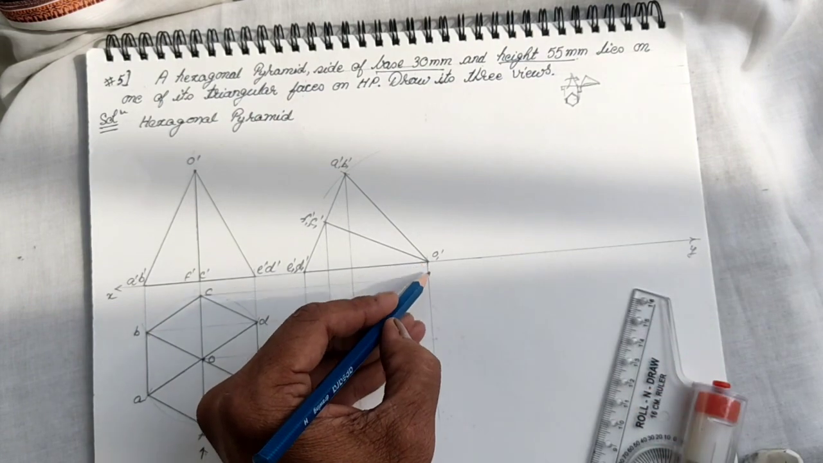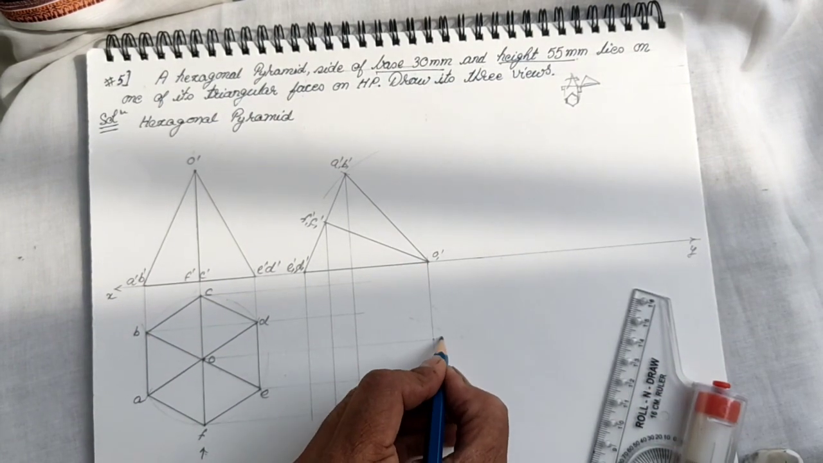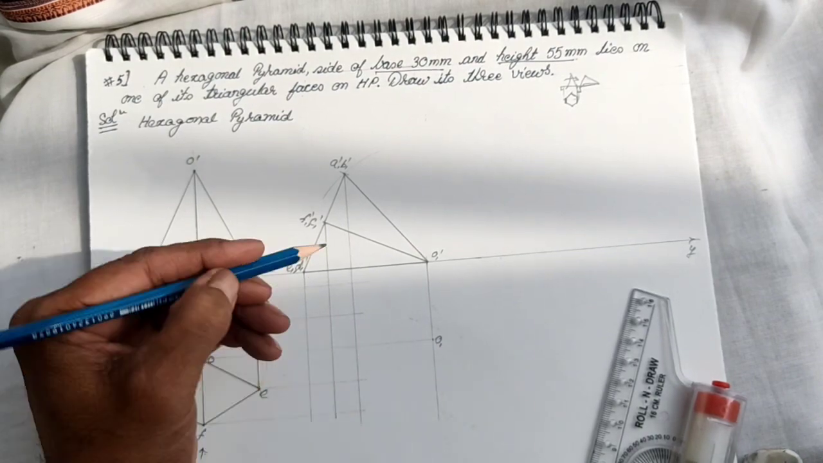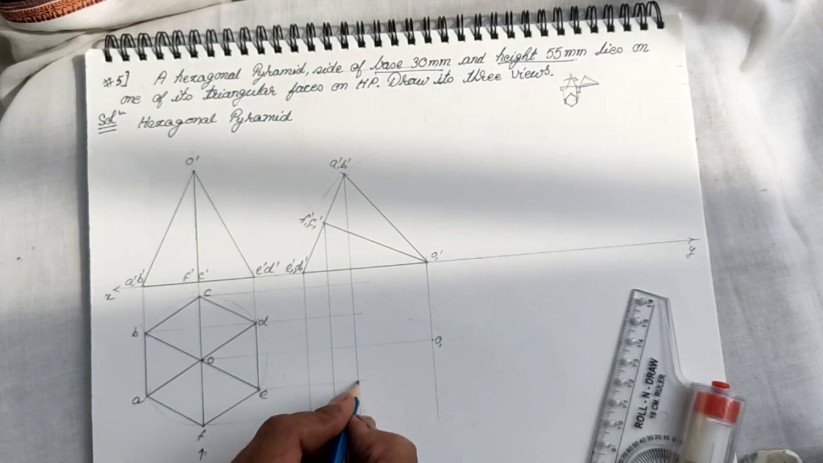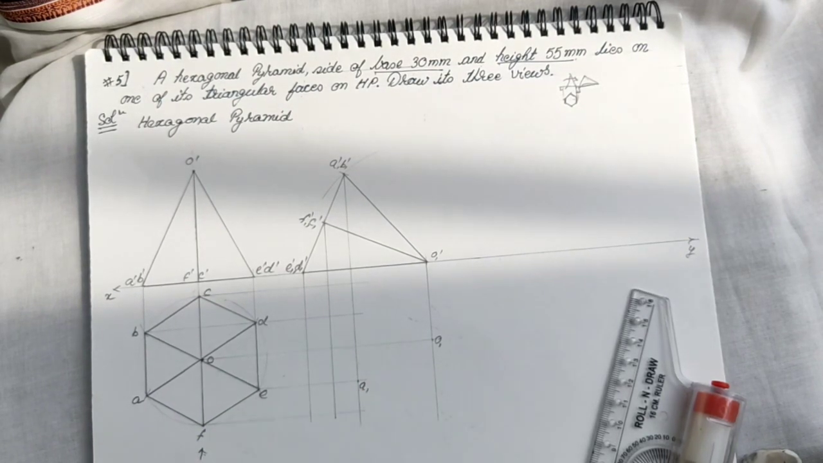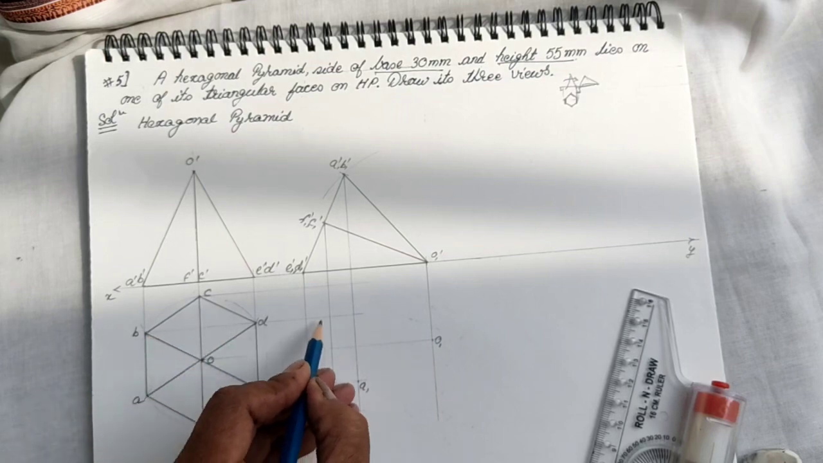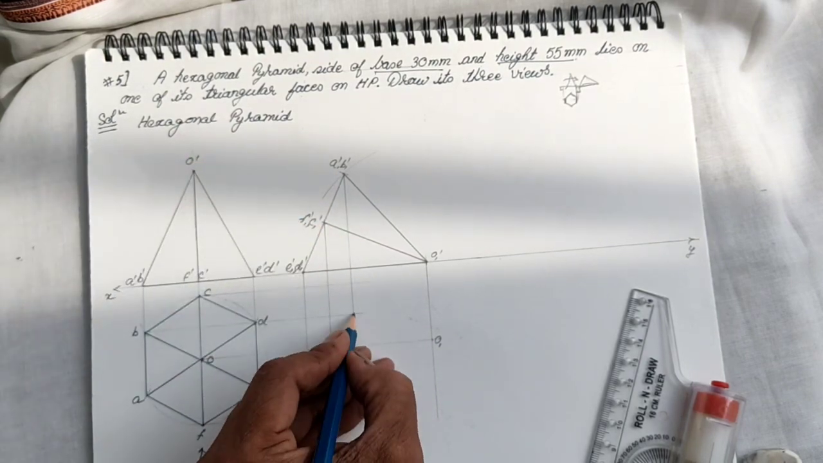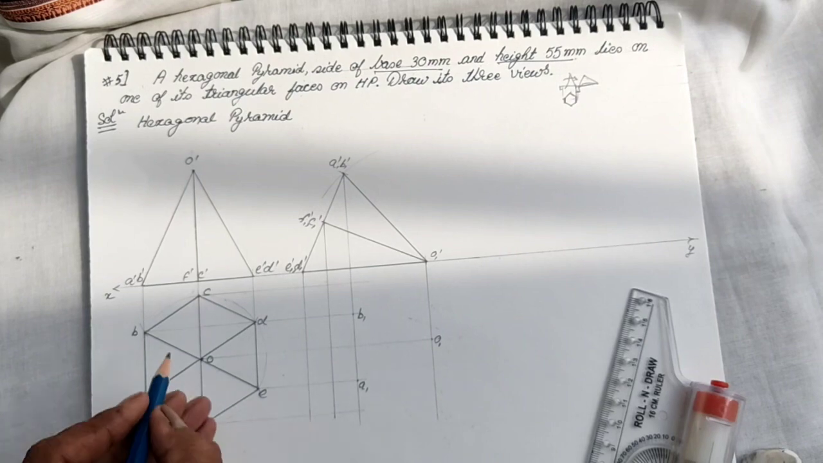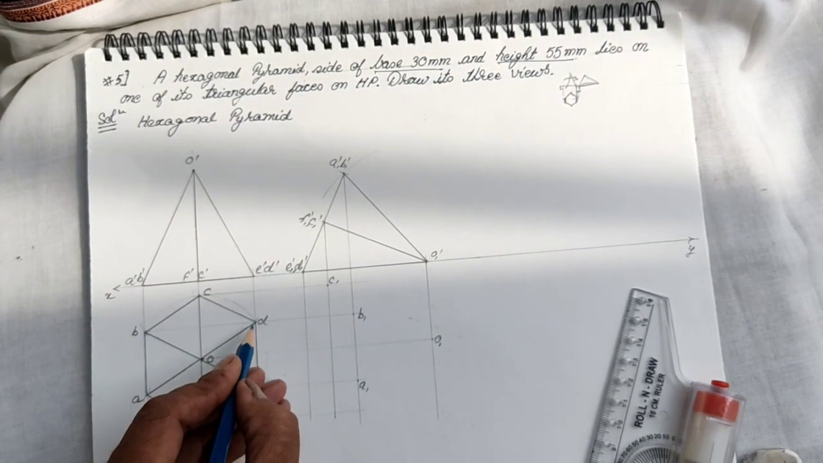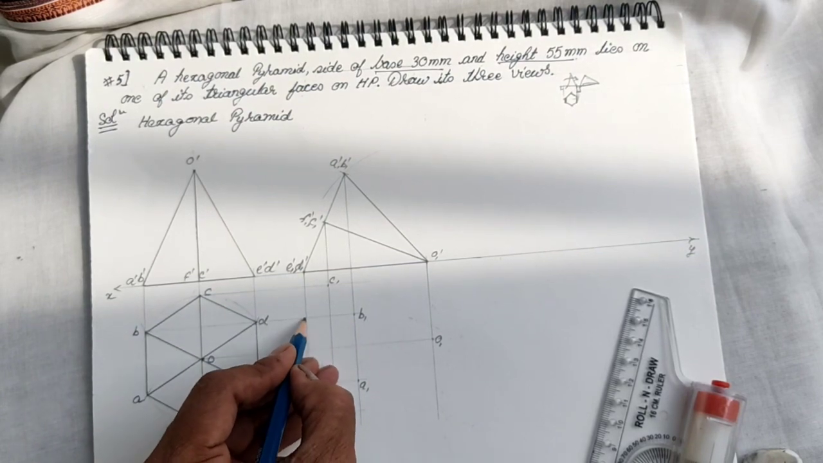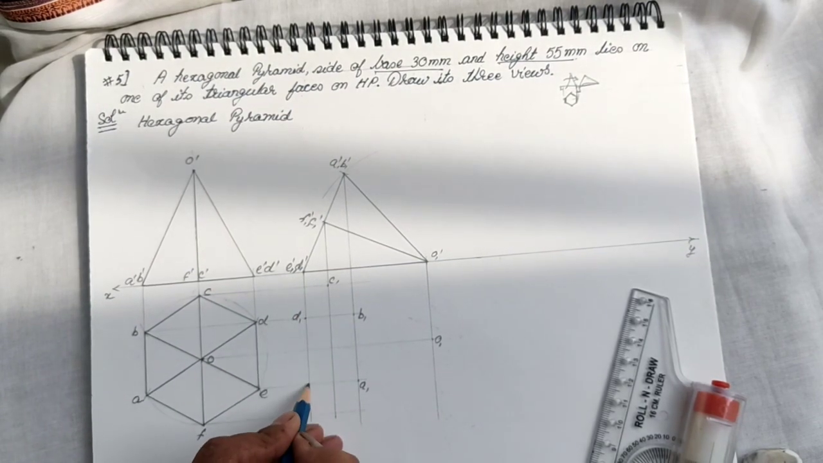So projector of O, locus of O, we get this as O1. Now this is projector of A, locus of A. So this is A1. Locus of B, projector of B. So this is B1. Locus of C, projector of C, C1. Projector of D, locus of D. So this is D1. And this is E1 and this is F1.